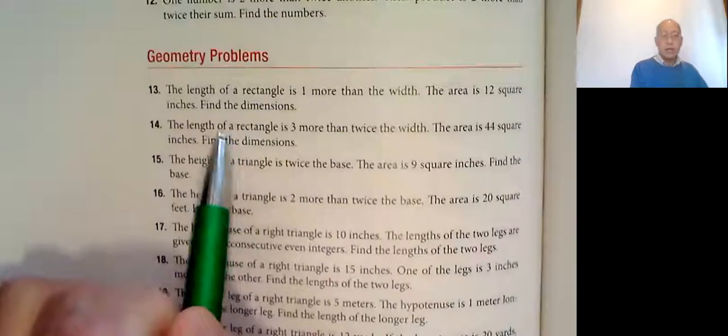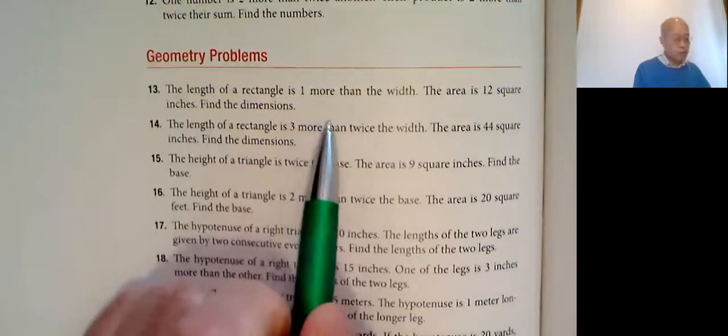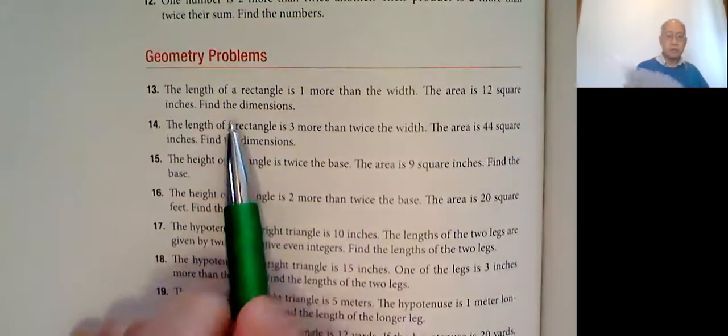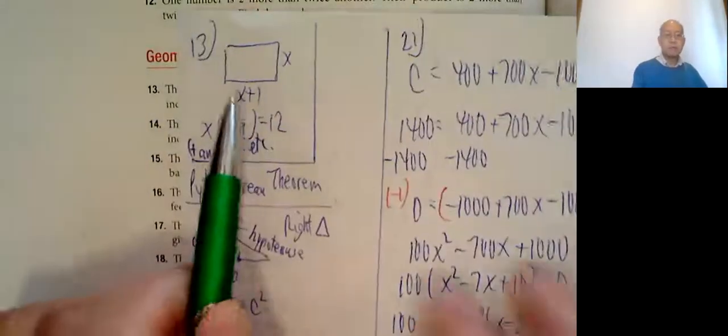Okay, problem 13. The length of a rectangle is 1 more than the width. The area is 12 square inches. Find the dimensions. Okay, so here's the setup.